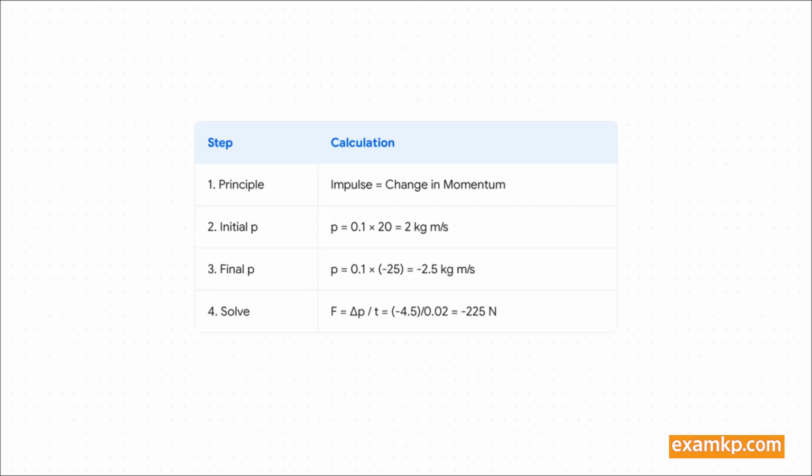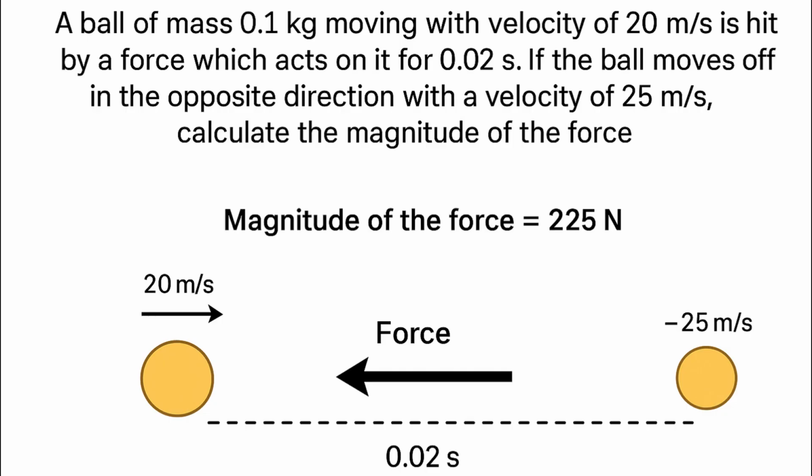This is a job for our impulse momentum tool. We know that force times time equals the change in momentum. But here's the critical part, getting the signs right. If we call the first direction positive, then the opposite direction has to be negative. That means our final velocity is negative 25 meters per second. That gives us a final momentum of negative 2.5. Once you have that, you just plug everything into the formula and solve for the force.